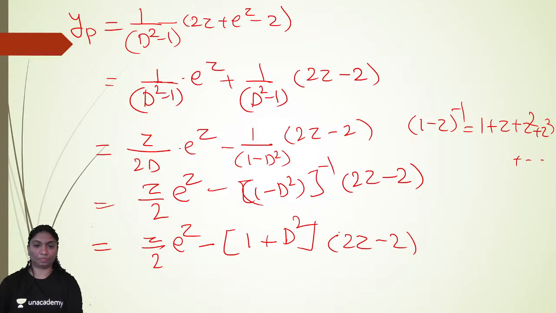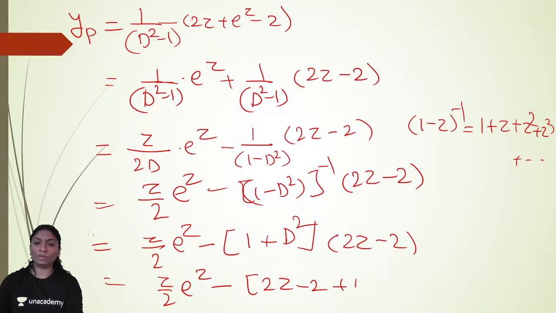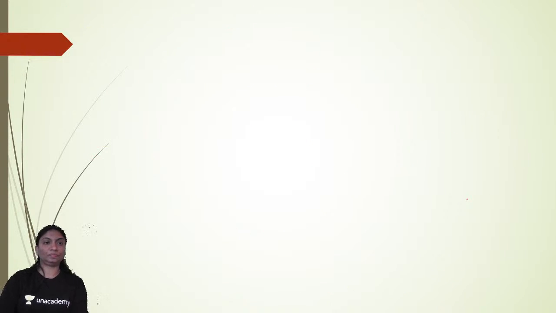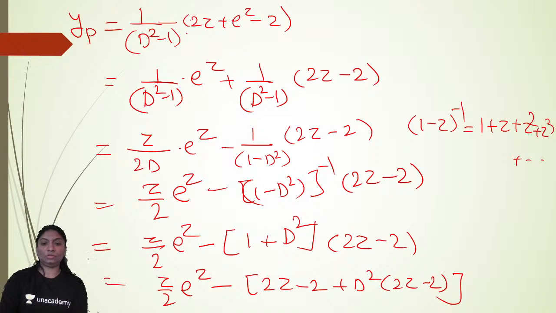1 minus d expansion we did up to the highest power of d. The power of d is 1, so we took only 1 plus d. Okay. We'll get z by 2 into e raised to z minus 1 plus d into 2z minus 2 plus d square of 2z minus 2. This is the second order derivative of this. Second order derivative z by 2 equal to z by 2 into e raised to z minus 2z minus 2.